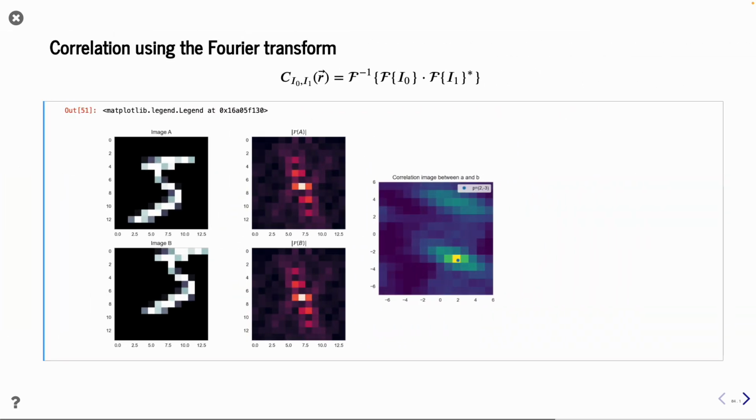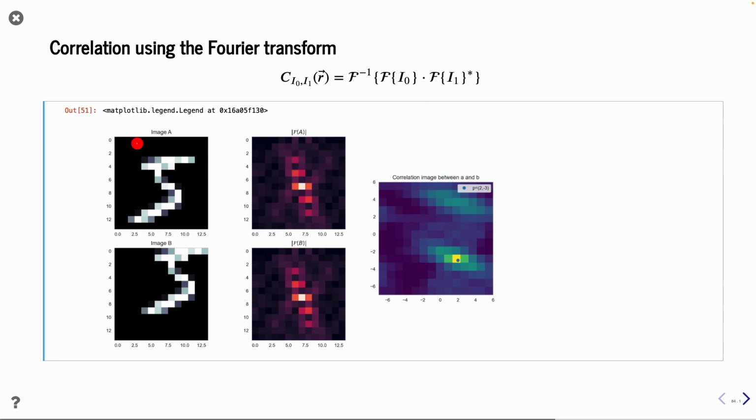But we can also look at the correlation using the Fourier transform of this image. And you can see nicely that it actually produces a peak here in the correlation image, which corresponds to 2 and -3. So this one worked pretty well.